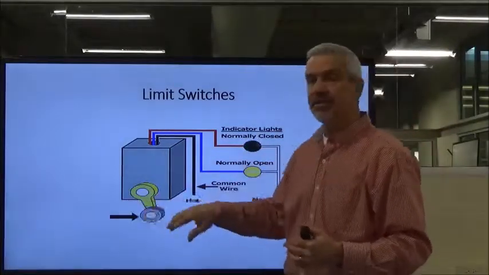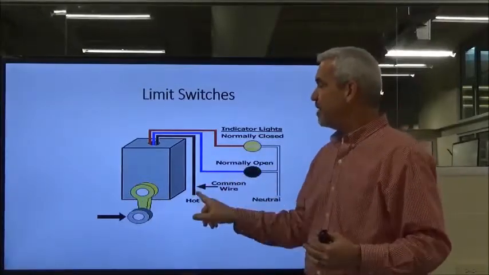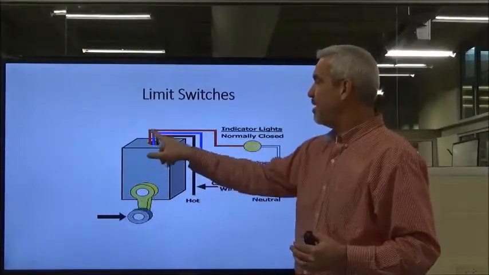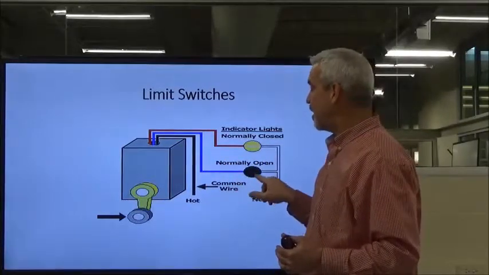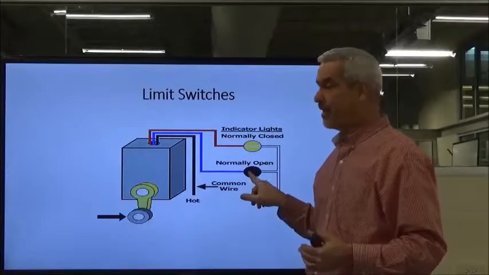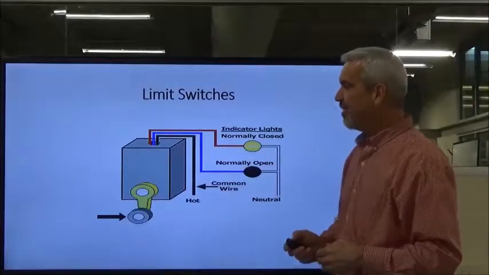When we actuate it, it flip-flops just like you've done before in the lab. The hot wire is then interrupted, and the normally open set of contacts closes, and we have an output device or output signal coming out of the switch there. Just a little GIF to show you how that works.